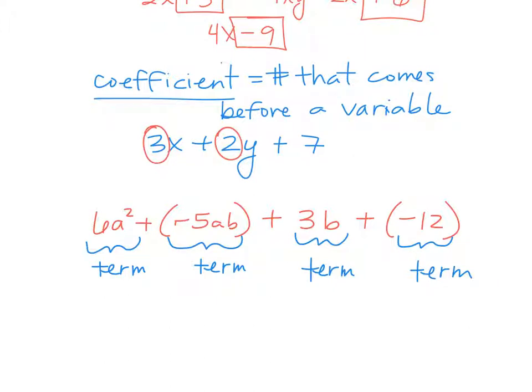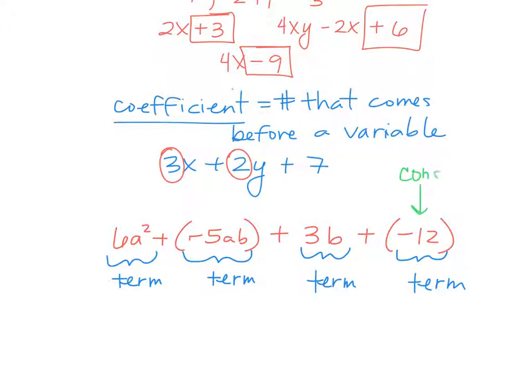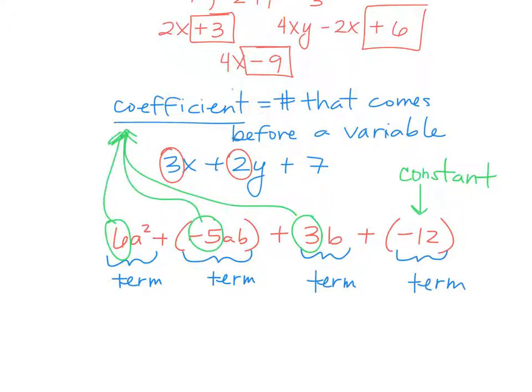How many constants do you see? 1. And there's typically only 1 constant. Sometimes there isn't even a constant. But our constant is this guy here. The negative 12 is our constant. Okay, so negative 12 is the constant. And then how many coefficients do you see? There's 3. So 6 and negative 5 and 3 are all coefficients. Okay? Any questions on those?